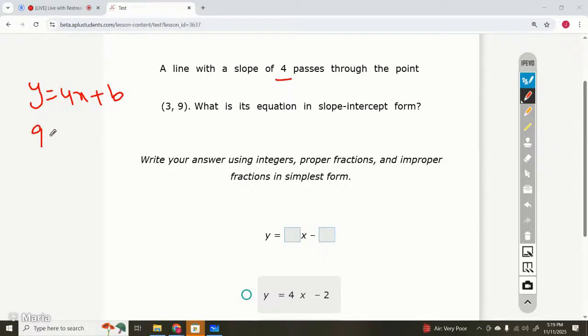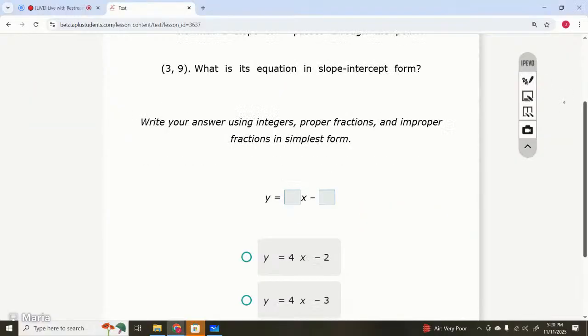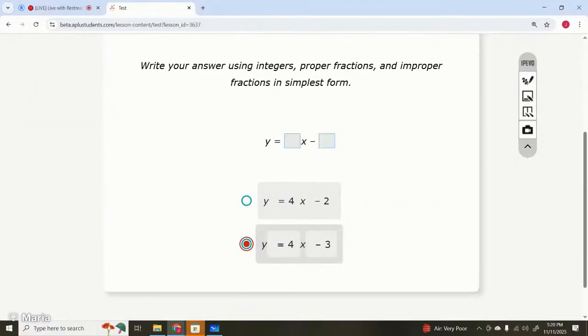So y is 9, x is 3. So 9 minus 12 is negative 3. So the equation is y equals 4x minus 3. So the correct option is y equals 4x minus 3.